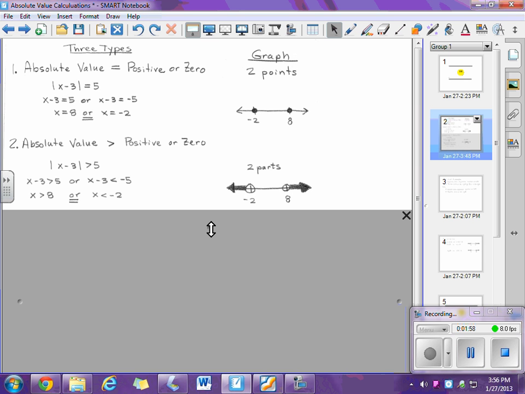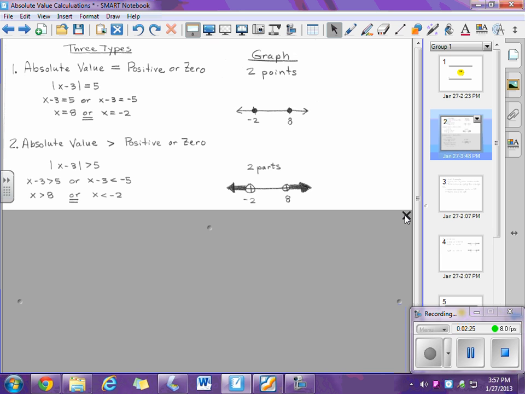Our graph is going to have two parts to it, with the arrows facing out, and we have open circles here because we have just a greater than sign in our original problem. If it was a greater than or equal to, then we would have colored in those 2 points. And that would look like a greater than sign with an underline.